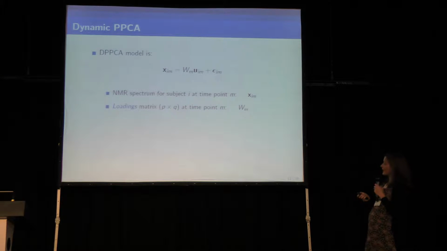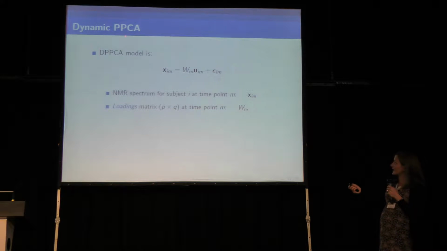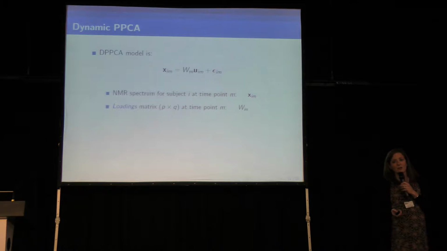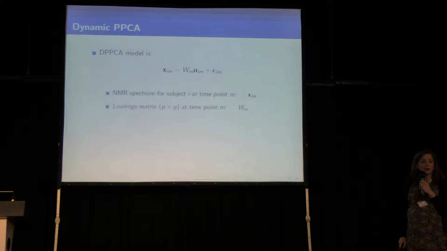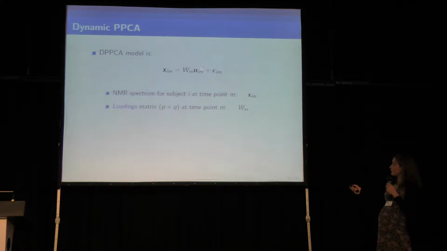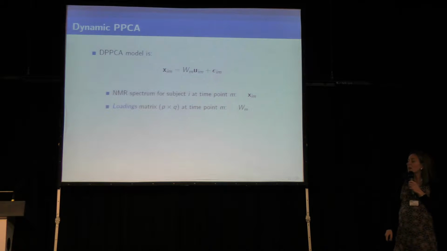Okay, so in one slide, what is DP-PCA? Essentially what we do is we model the NMR spectrum for subject i at time m. It's just a vector of length 189, x_im. And it's simply a linear function of W_m, which is my loadings matrix at time m, and u_im, the principal component score at time m, so my latent scores, plus some noise. As I said, x_im is simply the data at time m for a particular subject. The loadings matrix is obviously going to be important. It has P rows and Q columns. I'll talk about Q in a while.